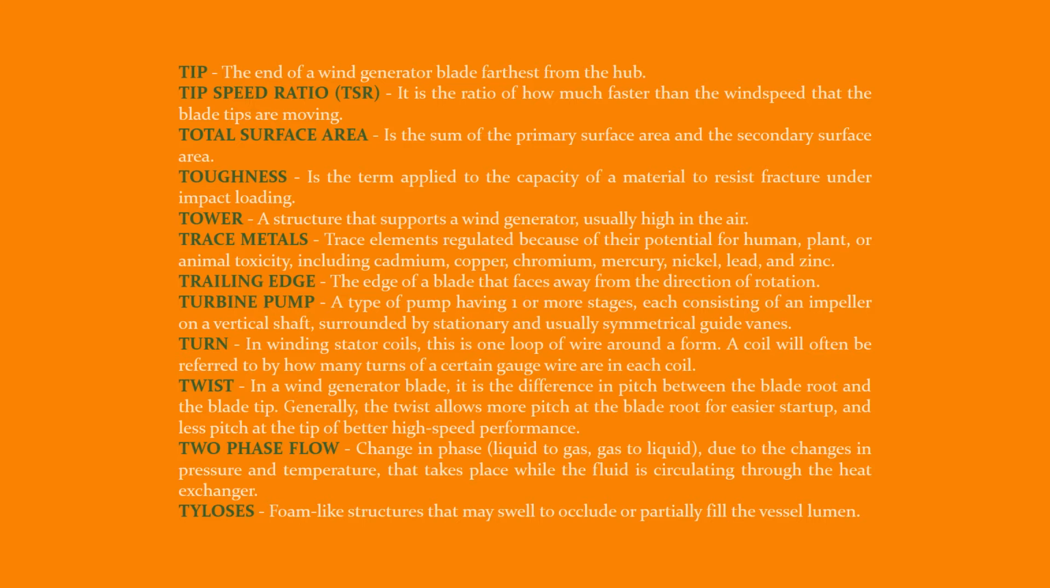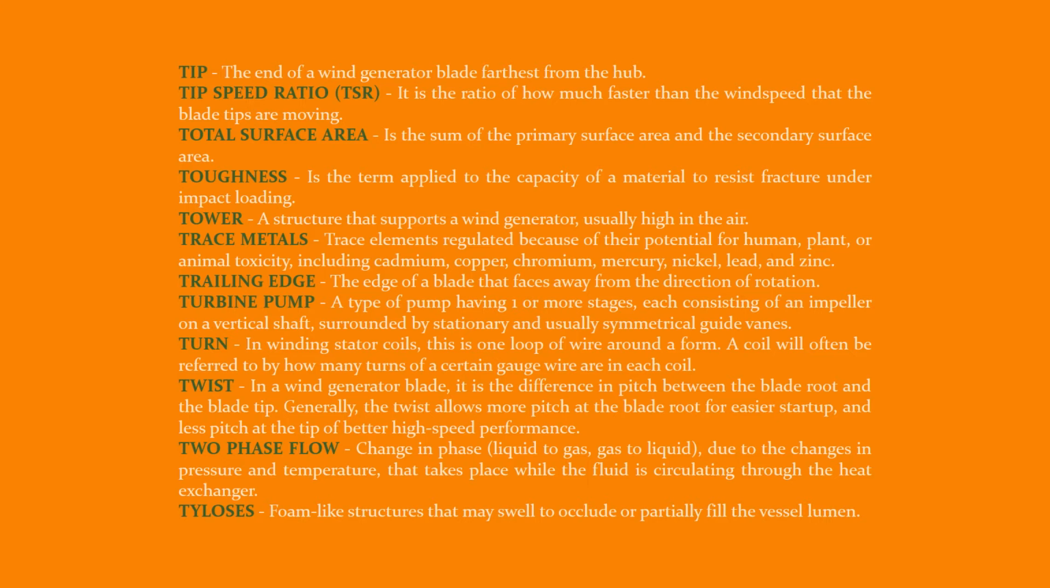Toughness: the term applied to the capacity of a material to resist fracture under impact loading. Tower: a structure that supports a wind generator, usually high in the air. Trace metals: trace elements regulated because of their potential for human, plant, or animal toxicity, including cadmium, copper, chromium, mercury, nickel, lead, and zinc. Trailing edge: the edge of a blade that faces away from the direction of rotation.